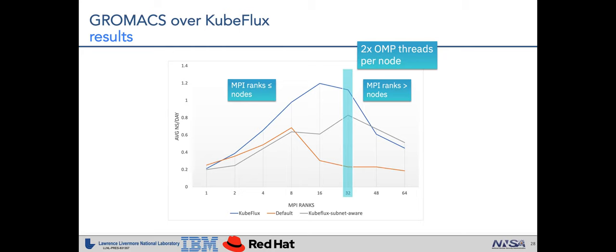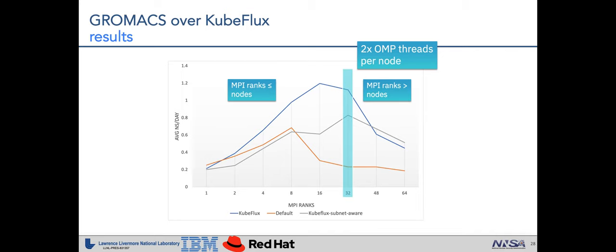At that point, for every scheduler or scheduler algorithm that we use, performance starts to degrade a lot. So that's overall the same everywhere. But what we can see is that the KubeFlux blue line outperforms both the one with subnet awareness and the default scheduler.